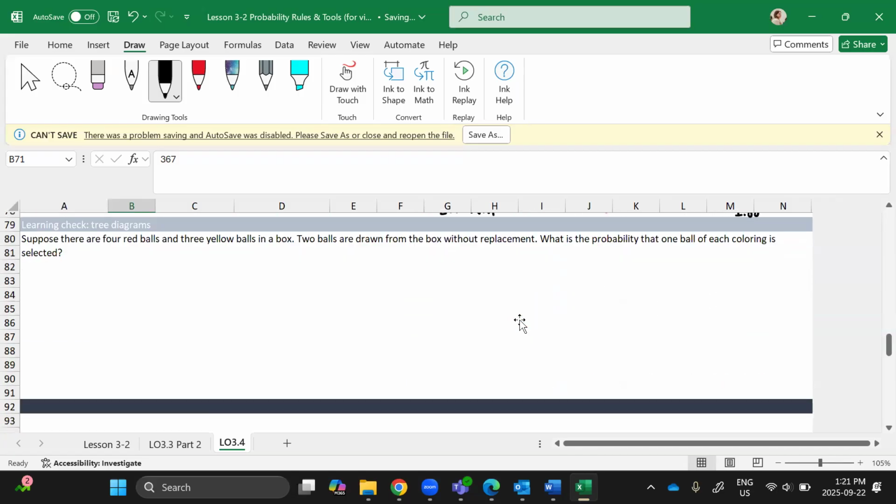I do have another example for you. Usually we always do the one together and then try one on your own. The one on your own is about drawing without replacement. So suppose there are 4 red balls and 3 yellow balls in a box. 2 balls are drawn from the box without replacement. What is the probability that 1 ball of each color is selected? So I want you to pause the video here and then try this question. When I unpause it, I'll show you the answer.